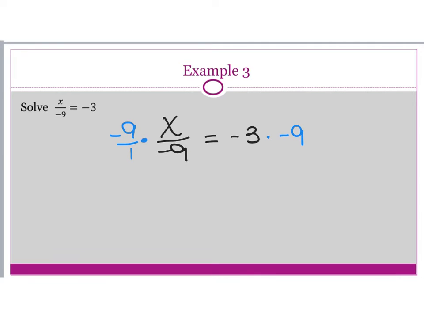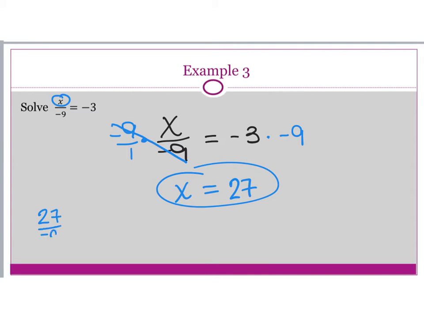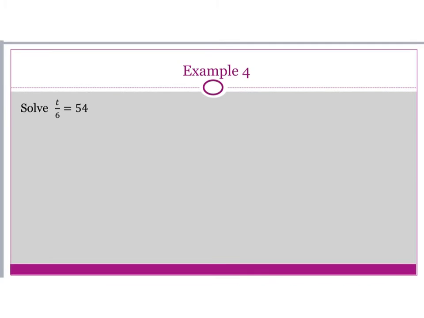When I multiply, my negative 9s are going to cancel, and I'm left with x, and then negative 3 times negative 9 is going to give me a positive 27. So I end up with x equals positive 27. And again, you can confirm this by plugging that 27 in for x. So 27 divided by negative 9, does that give me negative 3? And again, the answer is yes.